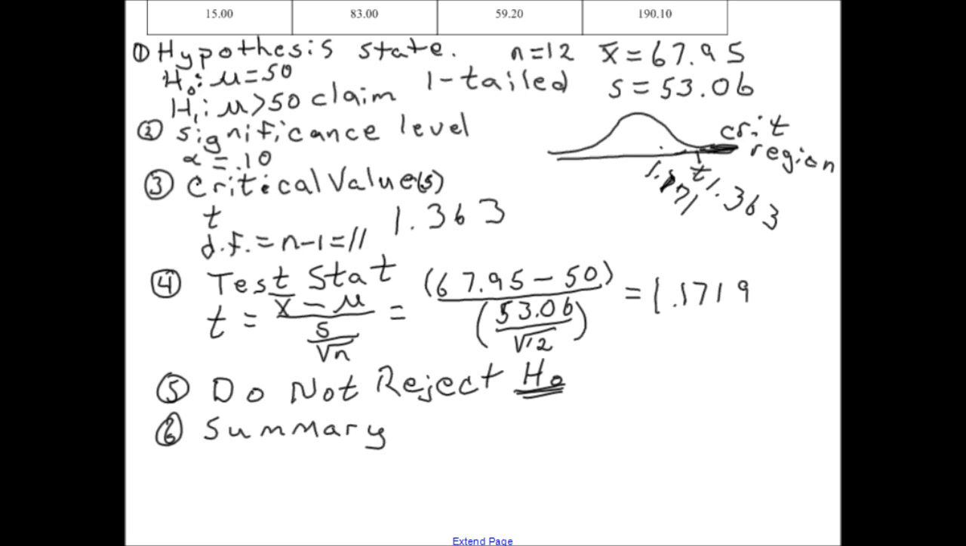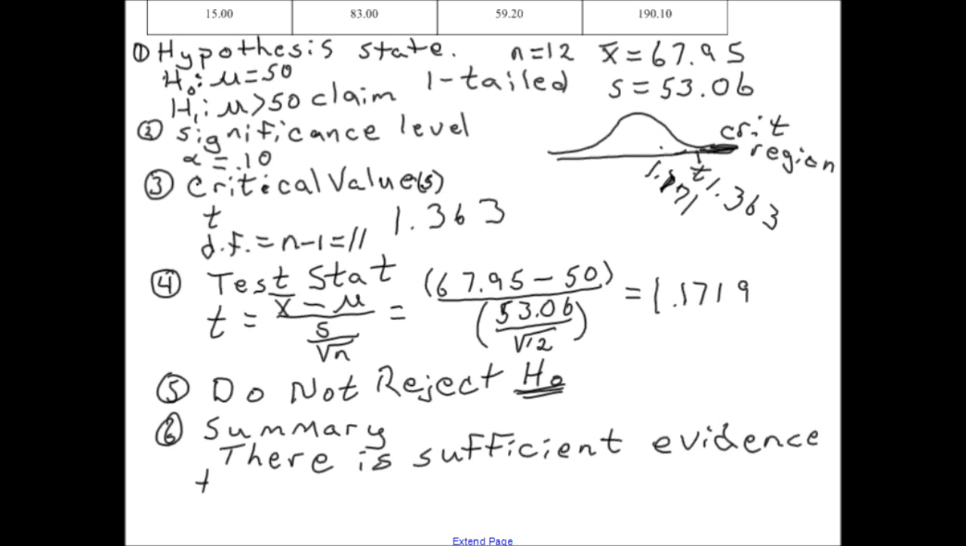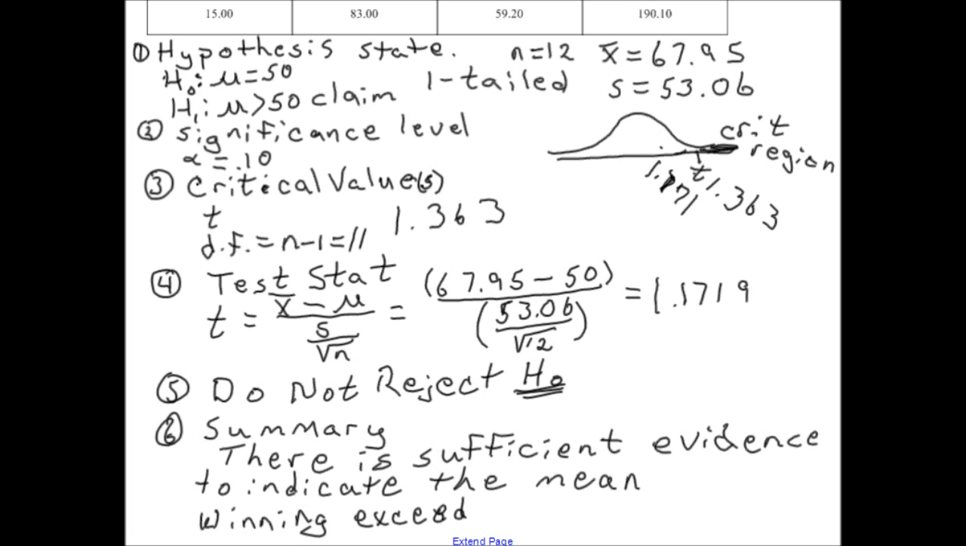And based on that and what we had written as our null hypothesis, that would be there is sufficient evidence to indicate the mean winnings exceed $50.